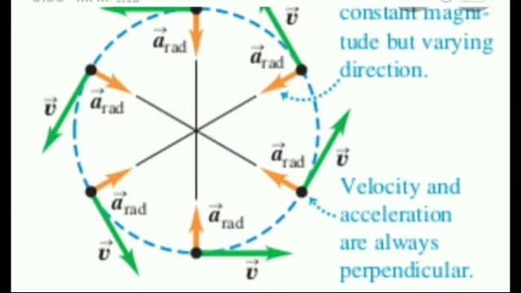Uniform circular motion. Motion in which an object goes along a circular path at a constant speed is called uniform circular motion. Centripetal acceleration: the acceleration of an object moving in uniform circular motion is called centripetal acceleration. a c, where c means centripetal, is equal to v squared by capital R. This is always directed towards the center.